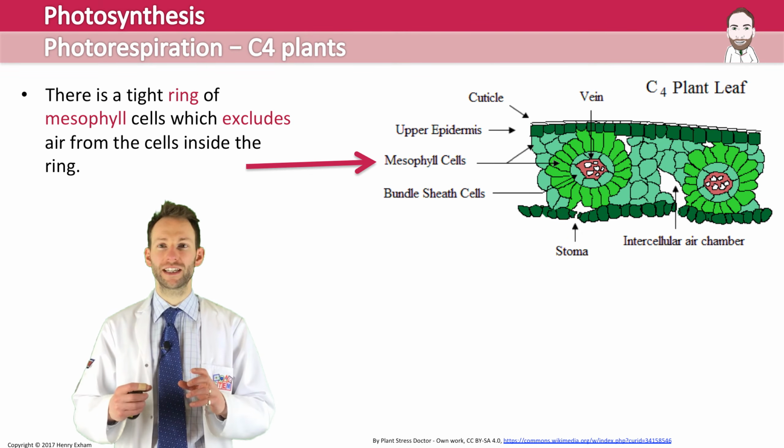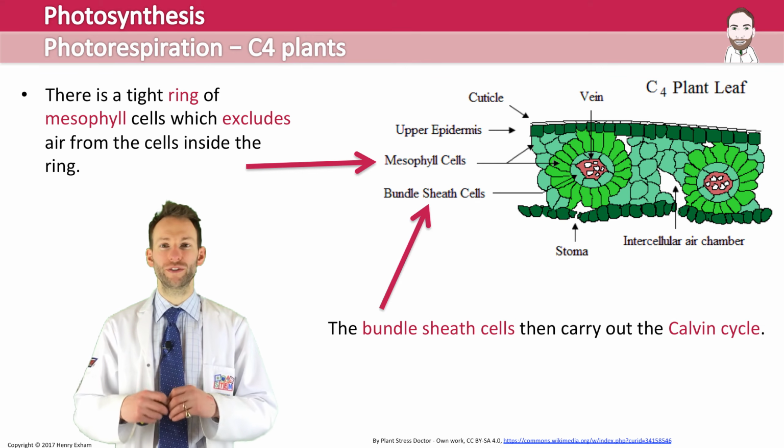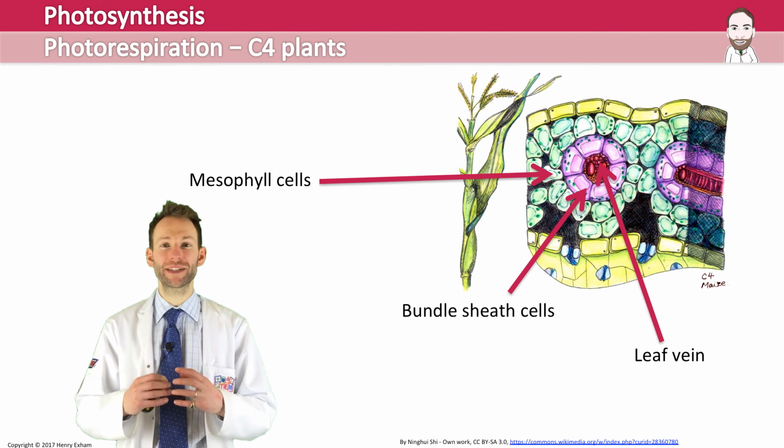Now what they're protecting is that inside there are the bundle sheath cells. Now these are the ones that carry out the Calvin cycle. No air can get to them because they're completely protected by the mesophyll cell ring, so oxygen won't get to them, so photorespiration won't happen.